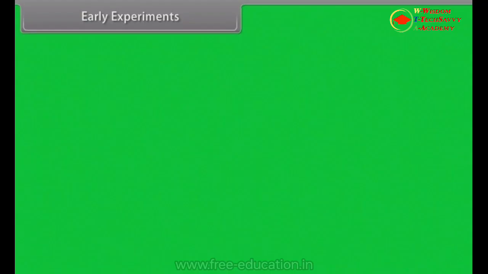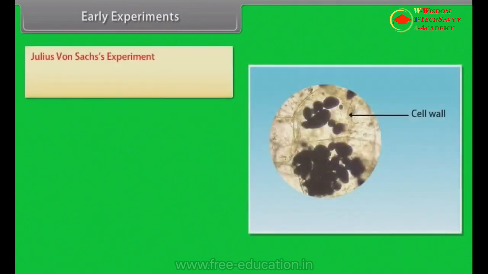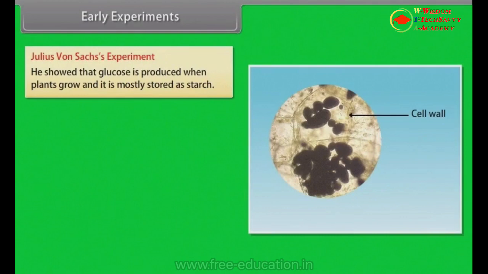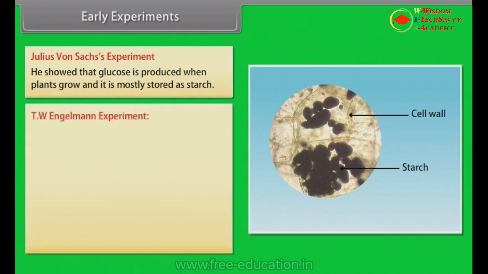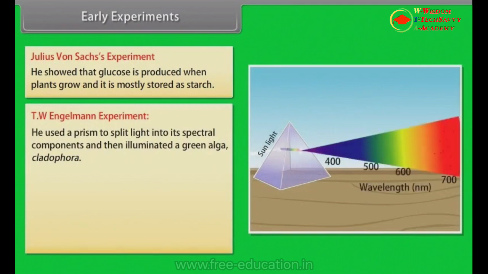Early experiments. Julius von Sachs's experiment. He showed that glucose is produced when plants grow and it is mostly stored as starch. T.W. Engelmann experiment. He used a prism to split light into its spectral components and then illuminated a green alga, Cladophora. The bacteria gathered in the blue and red light of the split spectrum.